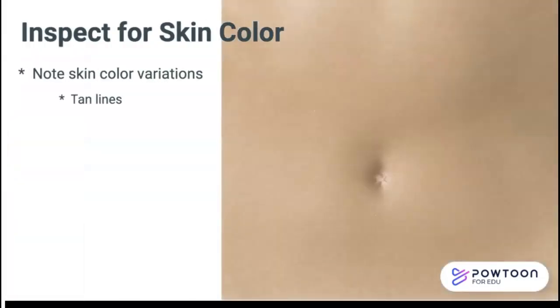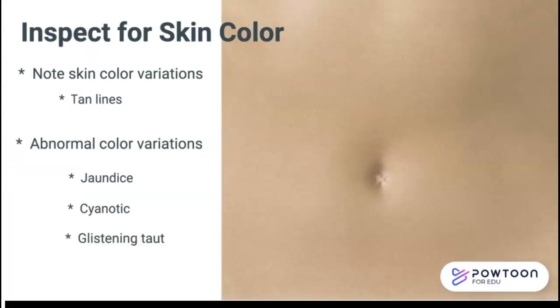Inspect the skin for color. It should be uniform with the rest of the body. Occasionally, you might see something like tan lines. You would want to watch for anything abnormal, such as jaundice, which is the yellowing of the skin, cyanosis, or if it's glistening or taut.